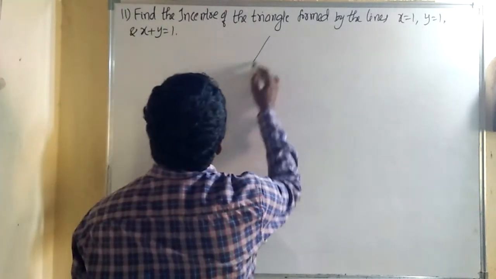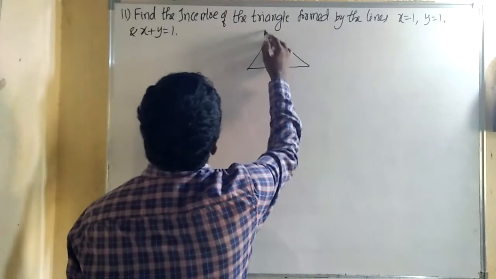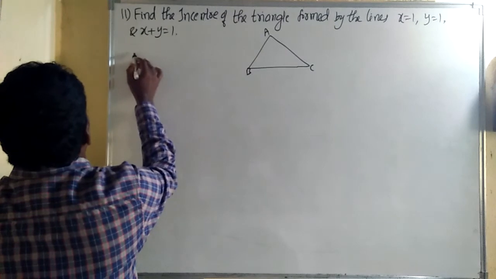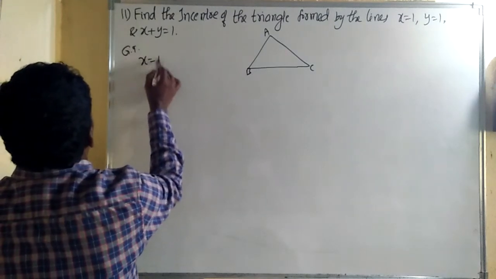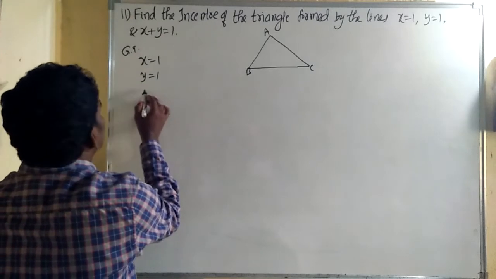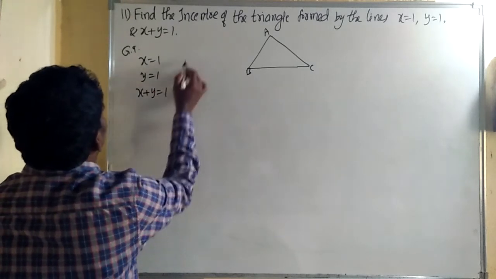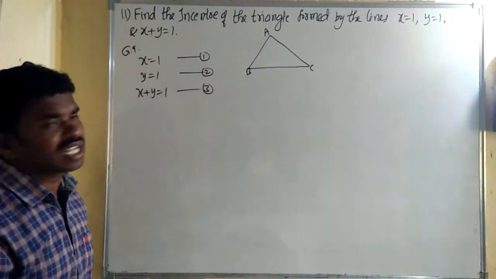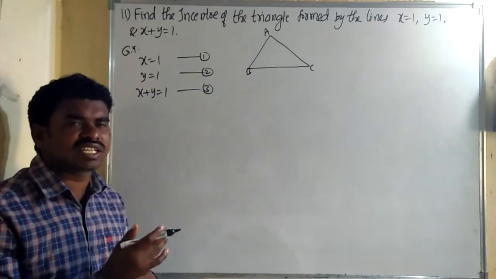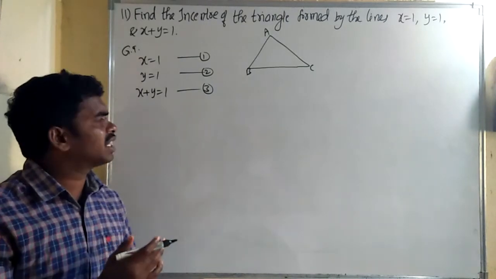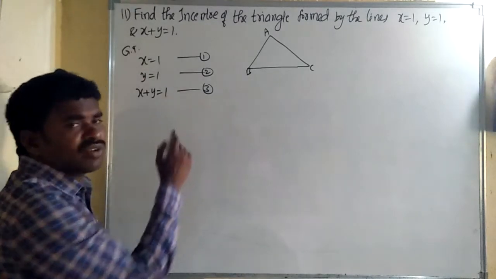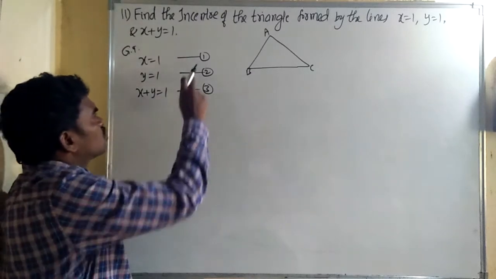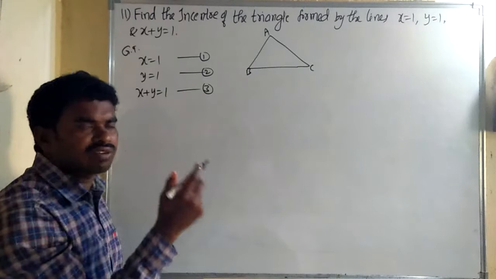Suppose ABC is a triangle. One of the sides is x equal to 1, the second side is y equal to 1, and the third side is x plus y equal to 1. Equation 1, equation 2, equation 3. Three sides are given, so we should find the vertices. If we know the vertices, we can find the incentre. How can we find vertices? By solving 1 and 2 we can get one vertex, solving 2 and 3 we can get another, and solving 1 and 3 we can get one more vertex.